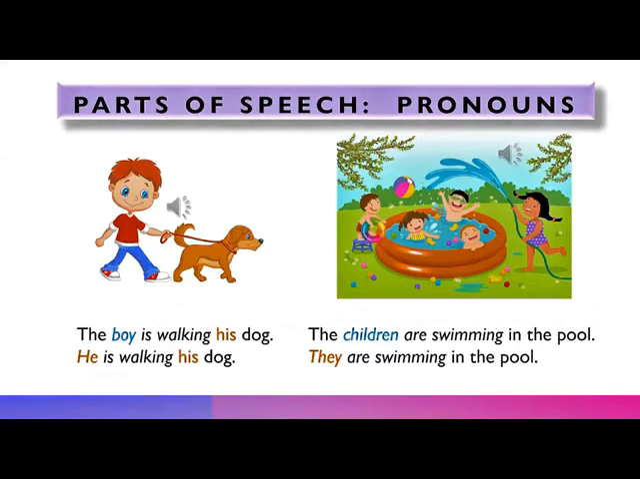Parts of speech, pronouns. The boy is walking his dog. He is walking his dog. The children are swimming in the pool. They are swimming in the pool. We replace the word boy with the pronoun he, and we replaced the word children with they.